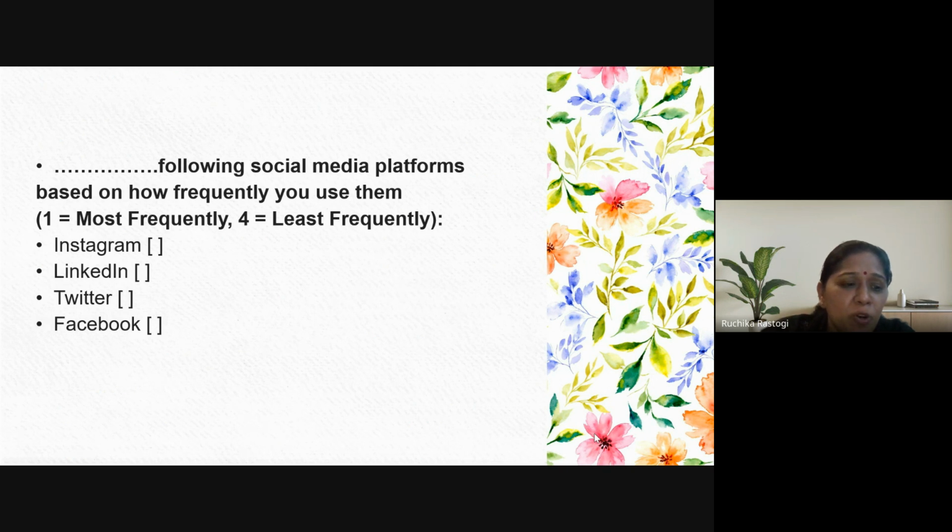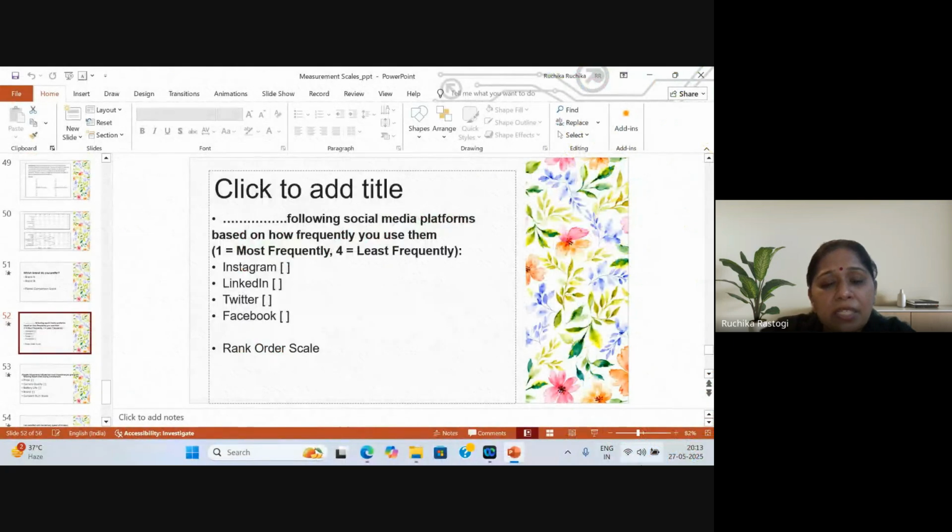I'm giving you 30 more seconds, please. I have given you one example of e-commerce websites where I was asking my customers which e-commerce websites they will use. You have to rank them. So 1 is the most likely, and the 4th one is the least likely.